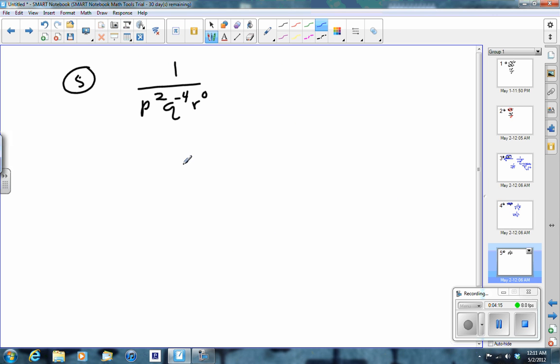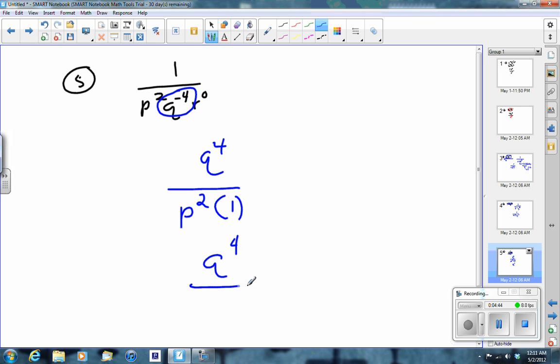Last in this video is this problem here, which looks more complicated than it really is. We're going to look at this q to the negative fourth power. We can move that up top in the numerator. It will become positive. P to the second power will stay right where it's at. R to the zero power is 1. And again, you could write that initially if it made you happy. R to the 0 is 1. 1 times p to the second power is just going to leave you p to the second power. So in the end, you have q to the fourth over p to the second.